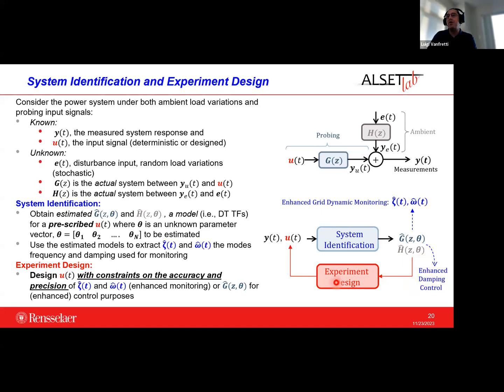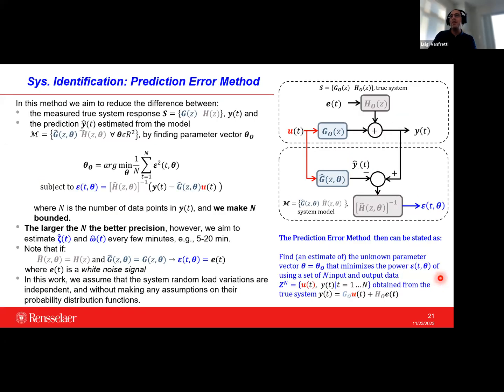And in the experiment design part, we're going to design the constraints to increase the accuracy and precision of those parameter estimates. We could also do enhanced damping control. That's what we're working on with Xavier last summer and this year too. Hopefully, we'll try to present something some other time if you're interested.